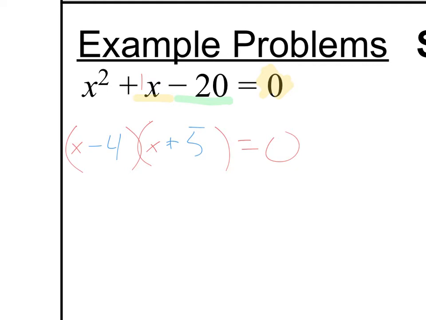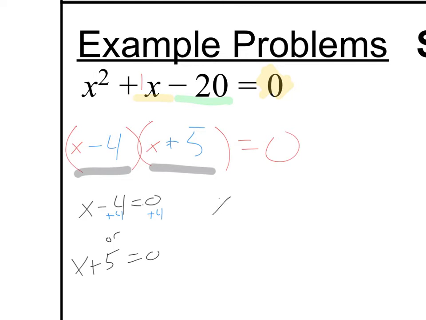Hard part is done. Now we get to use the zero product property. And the zero product property says that one of these two factors is equal to 0. So either x minus 4 is equal to 0, or x plus 5 is equal to 0, or maybe both of them are. But we're going to have two separate answers here. The answer to the first equation, x minus 4 is 0. Well, if I just add 4 to the other side to solve for x, one answer would be x equals 4.